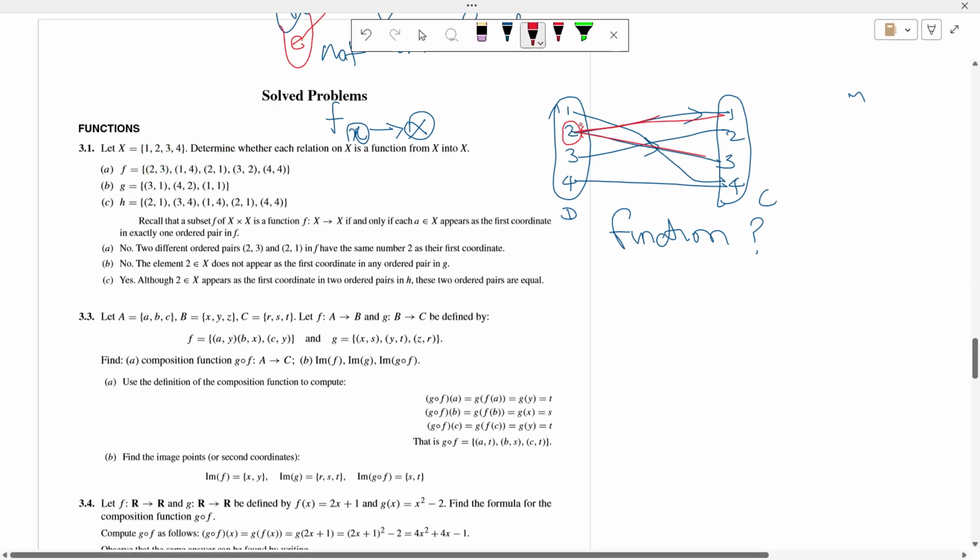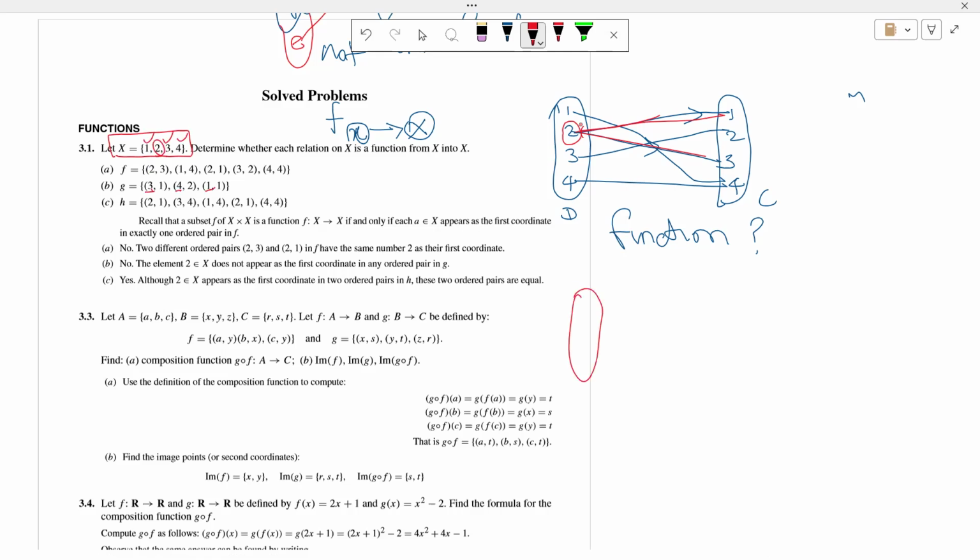Now we will look at g, right? So what do you think about g? If you look here, the first definition says each and every element in the domain must have a relation with the codomain, right? So they are giving a domain with 4 elements, 1, 2, 3, 4. But if you look here, 3 is there in the domain. 4 is there. 1 is there, but 2 is missing, right?